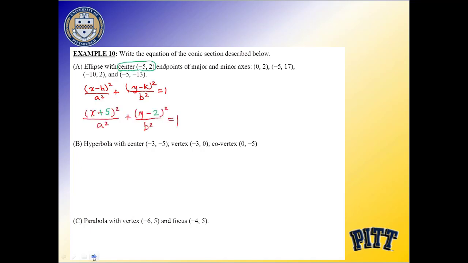The center is at negative 5, 2, which means that I'm going to replace h with negative 5. And as you see, what I did there is, since I'm subtracting a negative 5, it's like adding 5. And k is going to be 2. So I'm going to have y minus 2 in there. So I got those two numbers filled in.